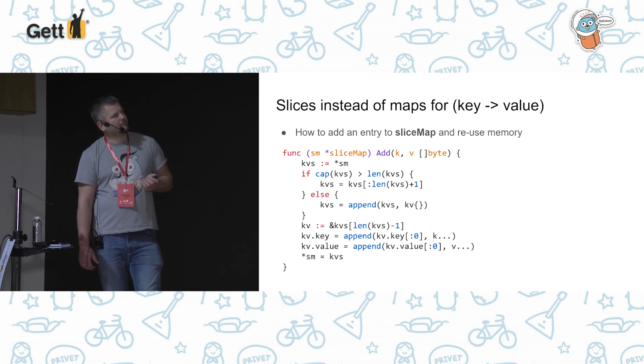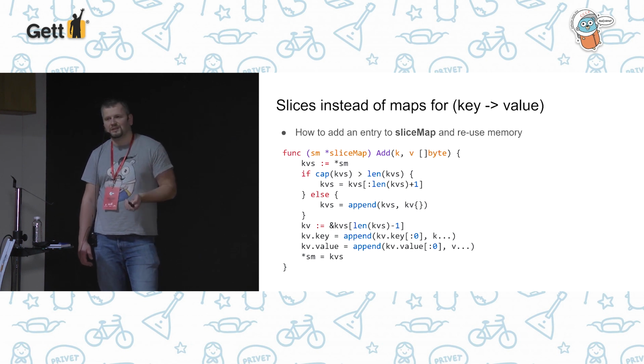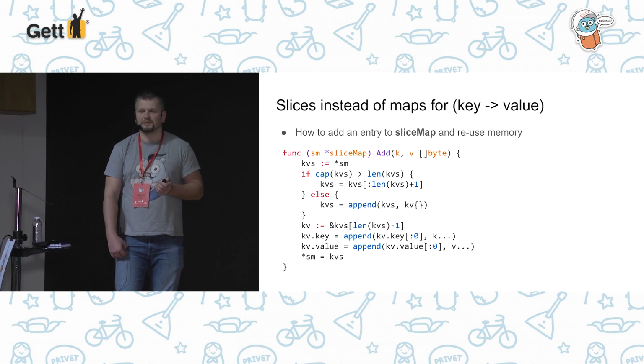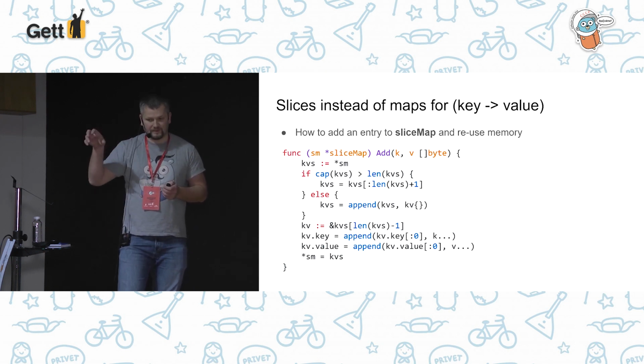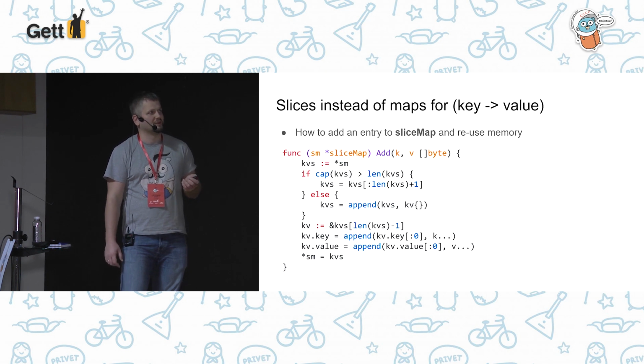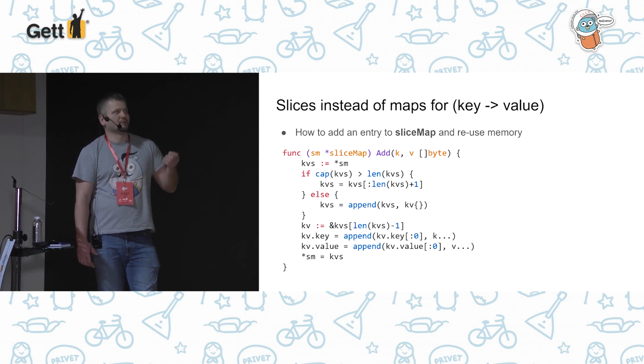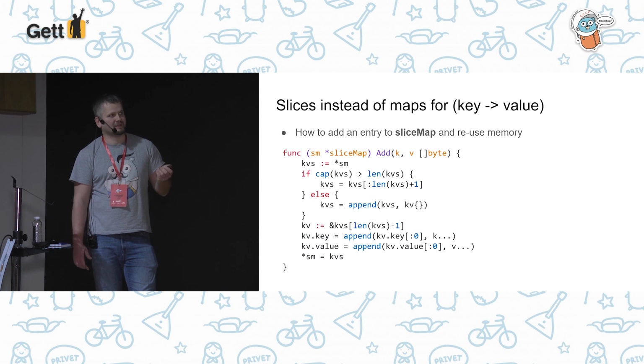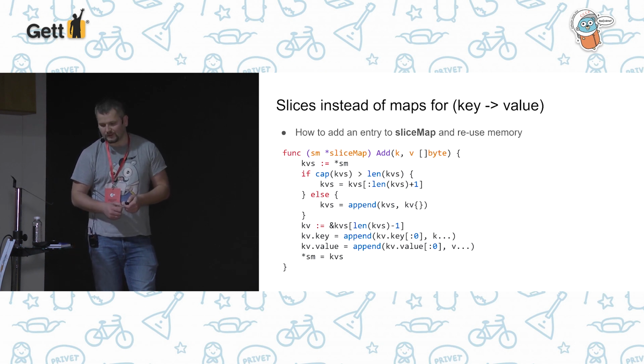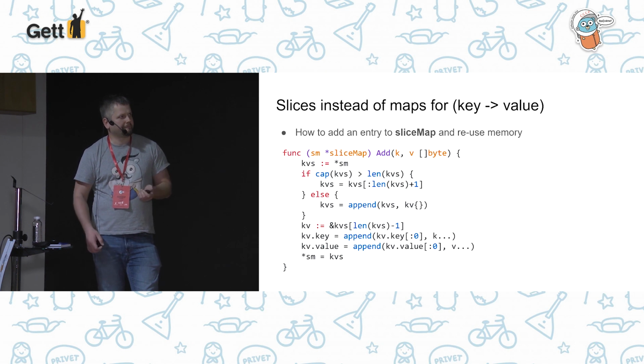This is the way we add an item into the slice map. What do we do here? We save it into the temporary variable kvs, and then we check if there's room left for any additional information. If its capacity is higher than its length, then this room is there. So we just increase the length of this slice map, and this helps us save on memory allocation. Otherwise, unless we have room, we append an additional element to the slice.